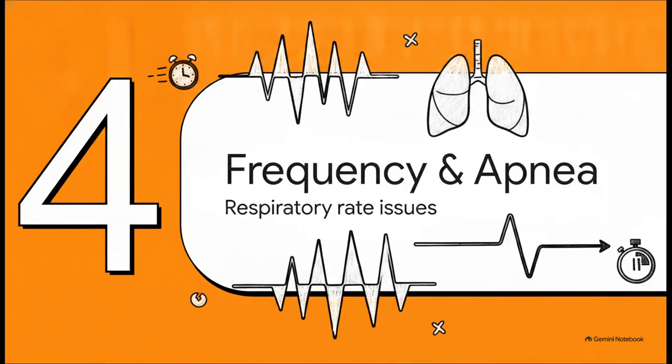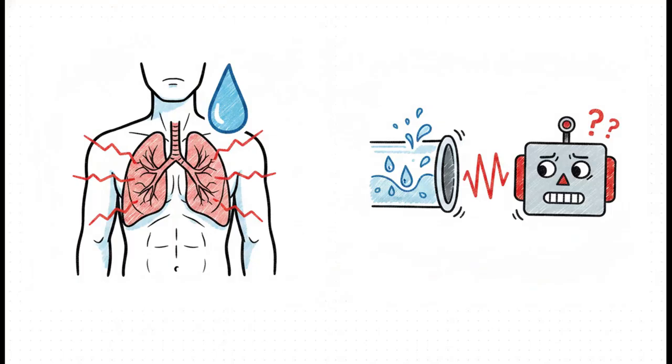Okay, section 4, high-frequency and apnea alarms. Let's talk about respiratory rate issues. When you get a high-frequency alarm, the vent is saying the respiratory rate is too high. But here's the catch. You have to figure out if it's the patient or the machine. Is the patient genuinely distressed, hypoxic, or in pain? Or is it just auto-triggering? Fluid bouncing around in the tubing or a small leak can actually trick the vent into thinking the patient is taking a breath. It's essentially a false alarm, but you have to know how to spot it.